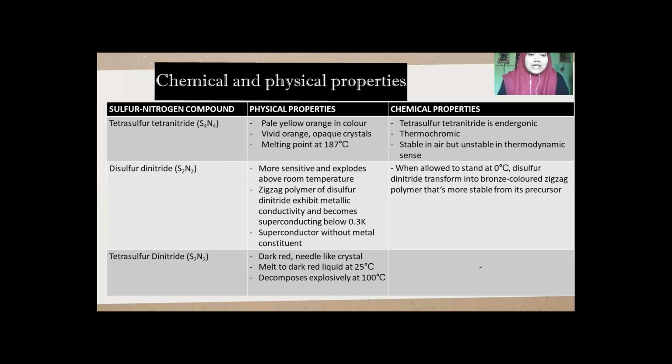For disulfur dinitride, it is more sensitive and explodes above room temperature. It can form a polymer of disulfur dinitride, which exhibits metallic conductivity and becomes superconducting below 0.3 Kelvin. It is also a superconductor without a metal constituent. For its chemical properties, when allowed to stand at 0 degrees Celsius, disulfur dinitride transforms into a bronze-colored zigzag polymer that is more stable than its precursor.